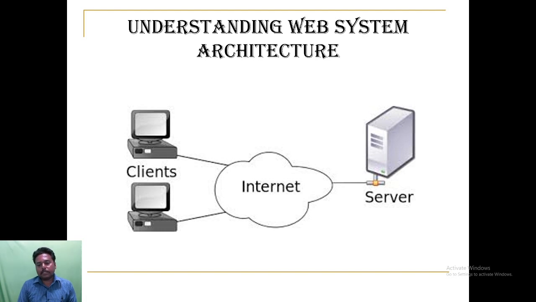The client accesses the server through the internet, and the third PC is the intermediate PC. This is the major platform where we are going to use the OSI.